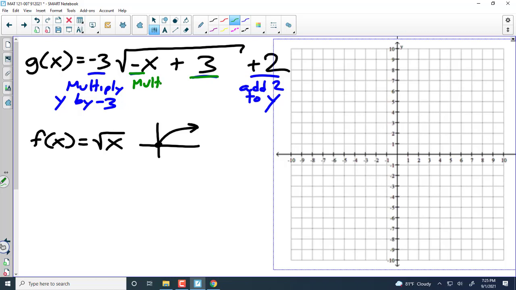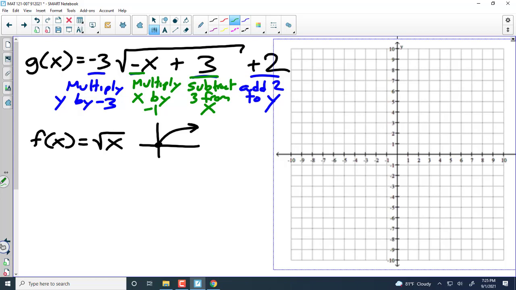I'm going to multiply x by -1. Why? Because there's a negative in front of the x. What else am I going to do? Shift it left 3, which means I'm going to subtract 3 from x. We have to remember that horizontal shift is counterintuitive. It's backwards.